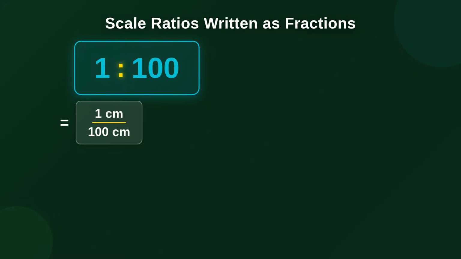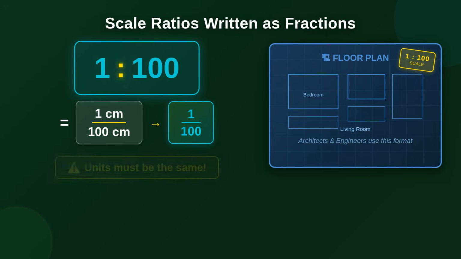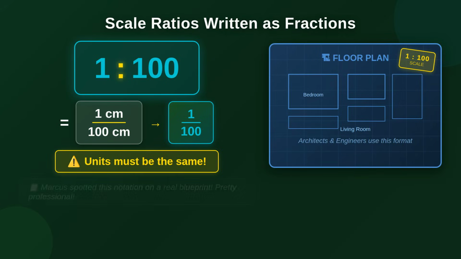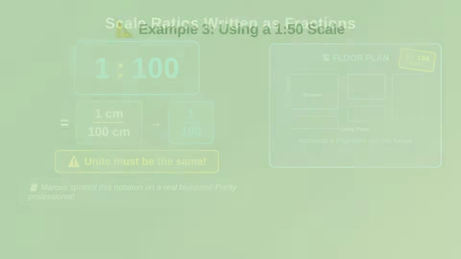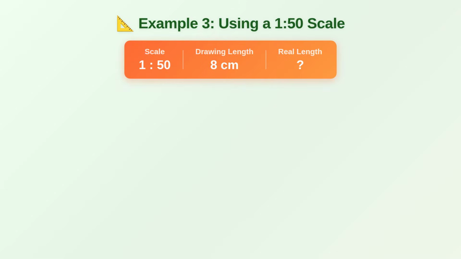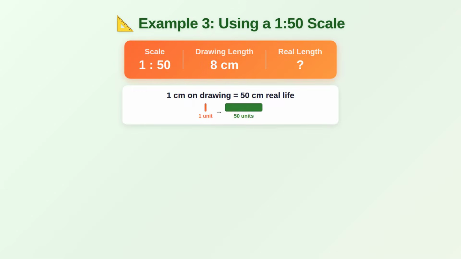Here's something cool. Scales can also be written as ratios, like 1 to 100 or 1:100. This means 1 unit on the drawing equals 100 of those same units in real life. So if you measure 1 centimeter on a blueprint with a 1 to 100 scale, the real measurement is 100 centimeters. That's 1 meter. Architects and engineers use this format all the time. Marcus spotted this exact notation on a real blueprint his dad brought home from work. Pretty professional. Let's tackle a ratio-style scale.